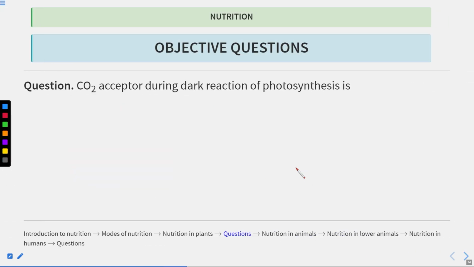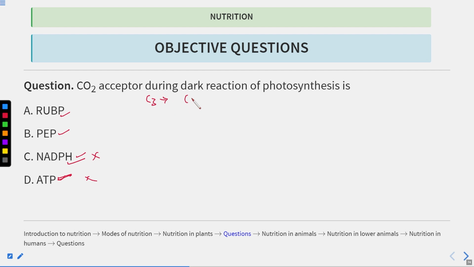The next question is: the carbon dioxide acceptor during the dark reaction of photosynthesis is... Let's have a look at the options: RuBP, phosphoenol pyruvate, NADPH, or ATP. You already know the products of the light reaction, NADPH2 and ATP, so these are not the correct answer here. Now, if we talk about C3 plants, carbon dioxide is accepted by RuBP. So this question is related to C3 plants.